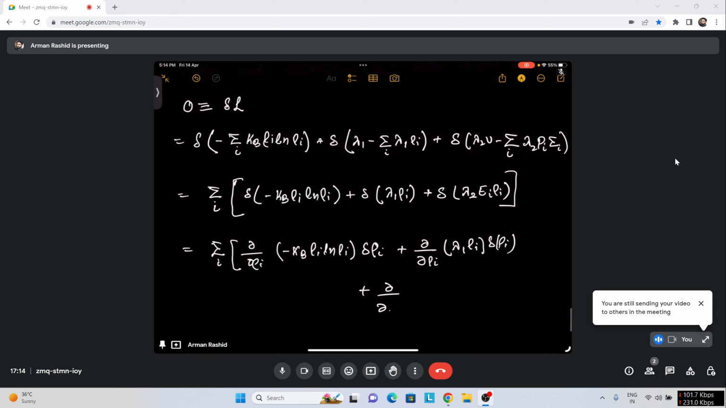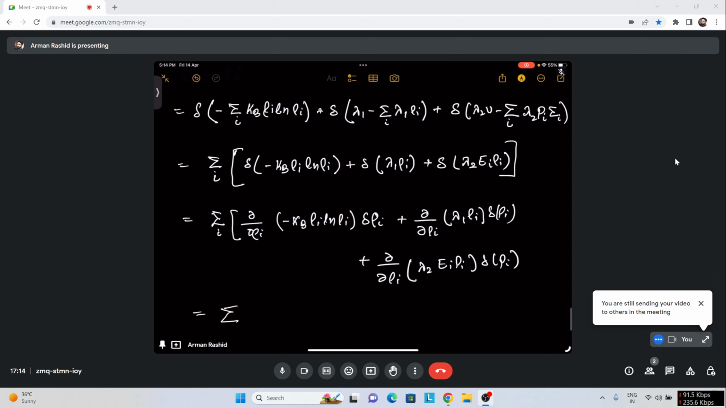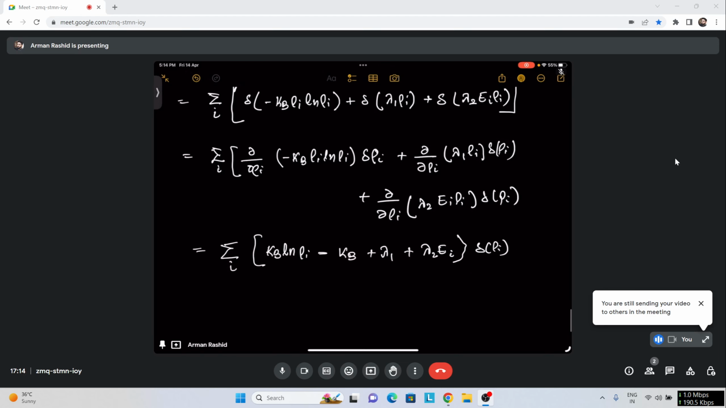Plus d by d rho I lambda 2 ei rho I delta rho I. Okay, so that gives us kb ln of rho I minus kb plus lambda 1 plus lambda 2 ei delta rho I. Okay, now we have derived this equation, but this equation should hold for any variation delta rho I.